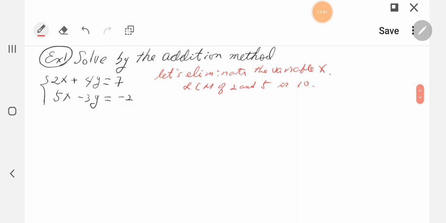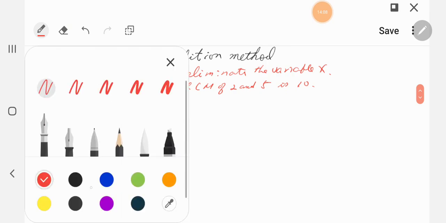So let's say this is equation 1 and equation 2. In order to make the coefficient of x to be 10 and negative 10, 2 needs to be 10. So we will multiply the first equation by 5 so that we can make it 10, right? So let me write it here. I will multiply the first equation by 5.